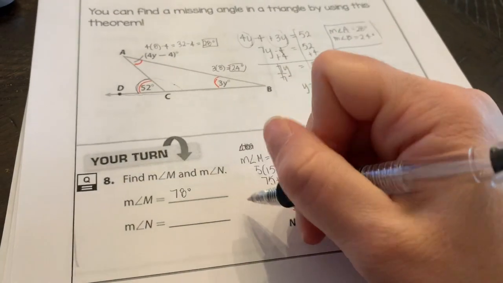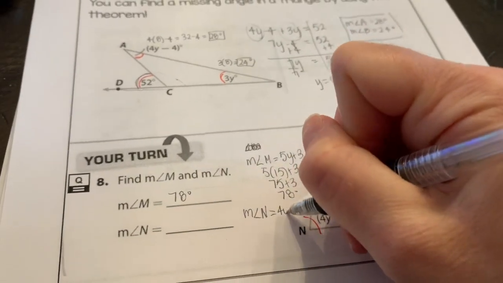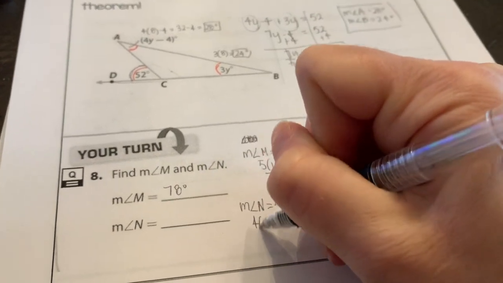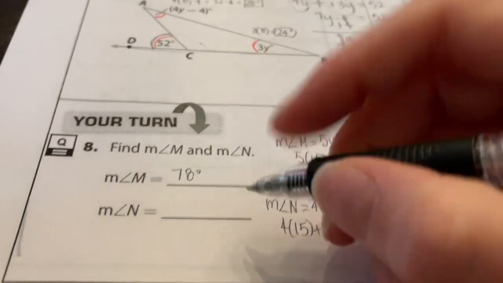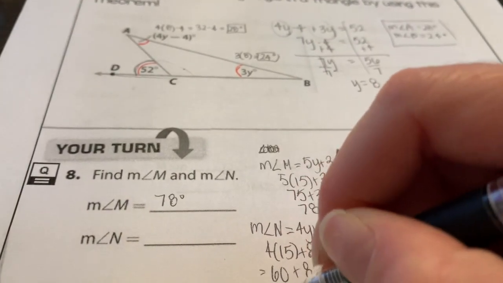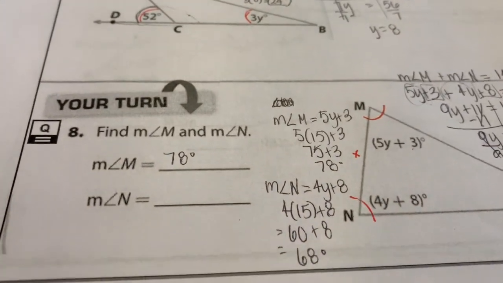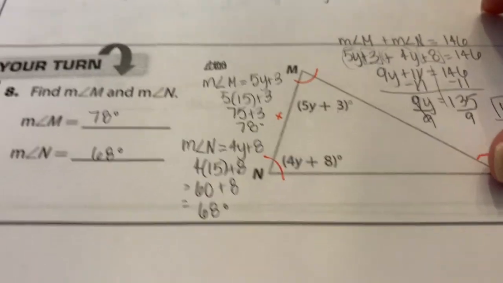And the measure of angle N is 4y plus 8. And we're going to replace y with 15. 4 times 15 is 60, plus 8 is 68 degrees. So the measure of angle N is 68 degrees.